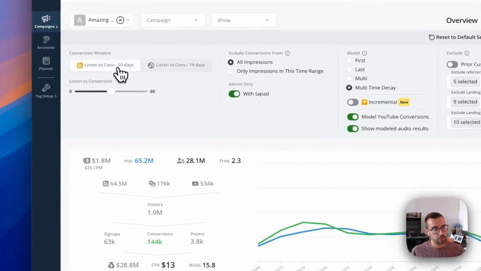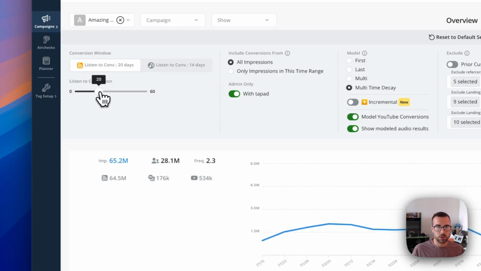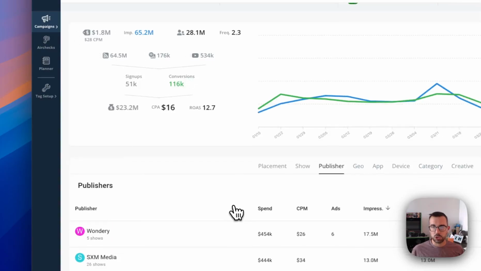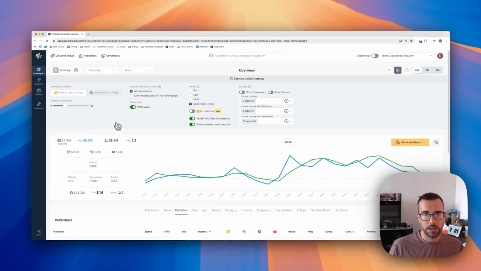So if you have different attribution windows, they're great. You can set those. If not, you can set them to be the same. But you'll notice as I start sliding these, let's say I actually want a 20-day attribution window, my results will change based on that. So very simple and very easy for me to take a look at that.